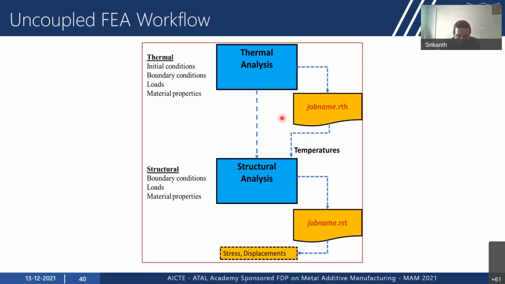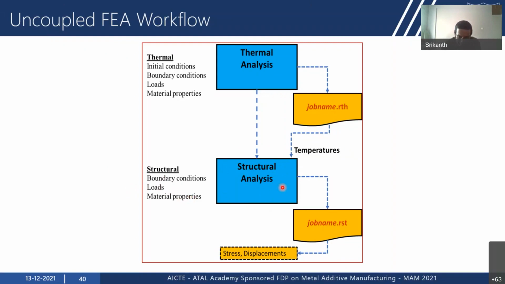I'm specifically talking with respect to the commercial finite element software package ANSYS, but this procedure is similar to most of the commercial FEA packages. Once you save the results of thermal analysis, you apply this as a load in the structural analysis. You apply the temperature as a function of time at each node as a load in the structural analysis. So you solve the structural analysis by applying the boundary conditions, loads, and the material properties such as elastic modulus, thermal expansion coefficient, yield strength, and so on.